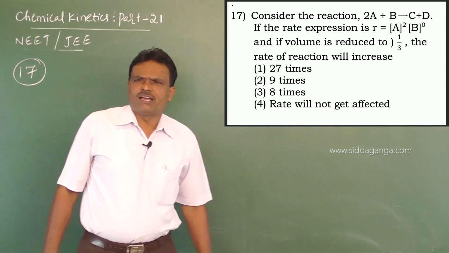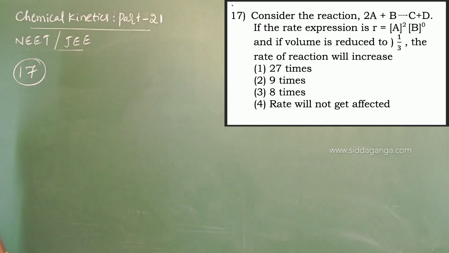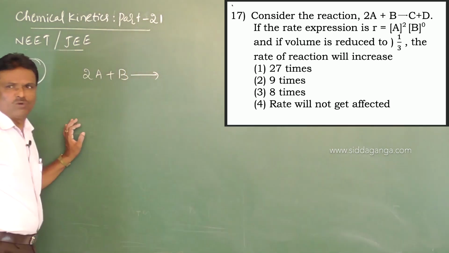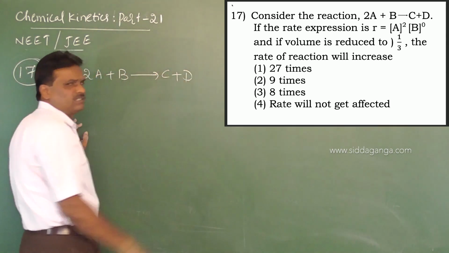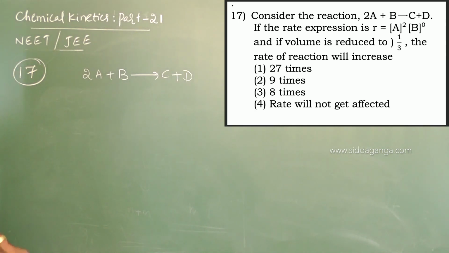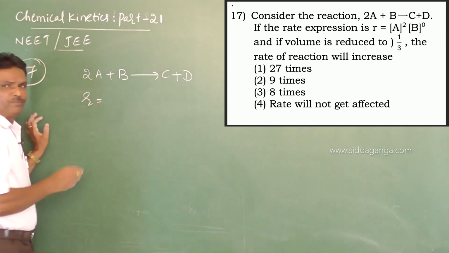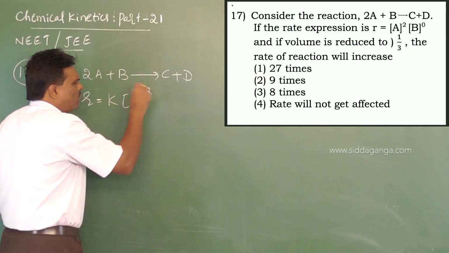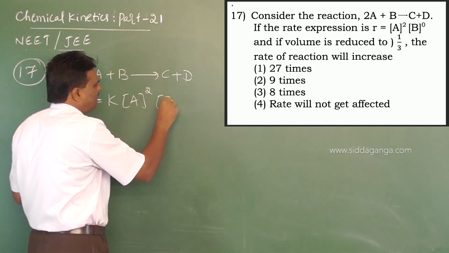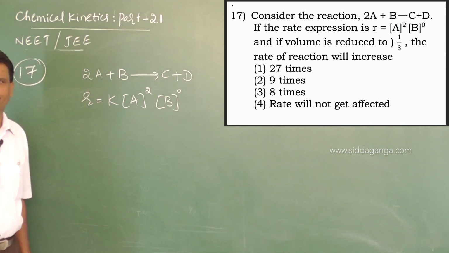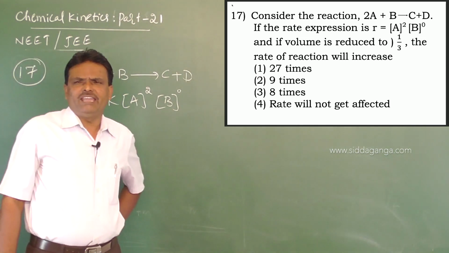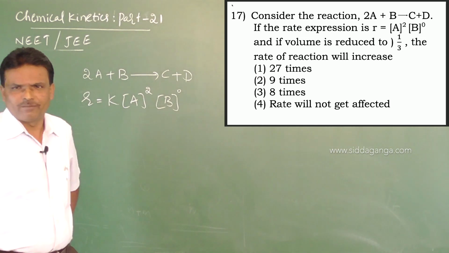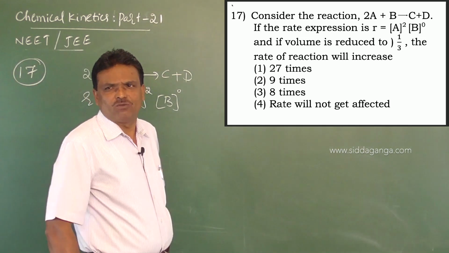Consider the reaction 2A plus B gives C plus D. If the rate expression R is equal to k into molar concentration of A power 2, B power 0, and if the volume is reduced to 1/3, the rate of reaction will increase.